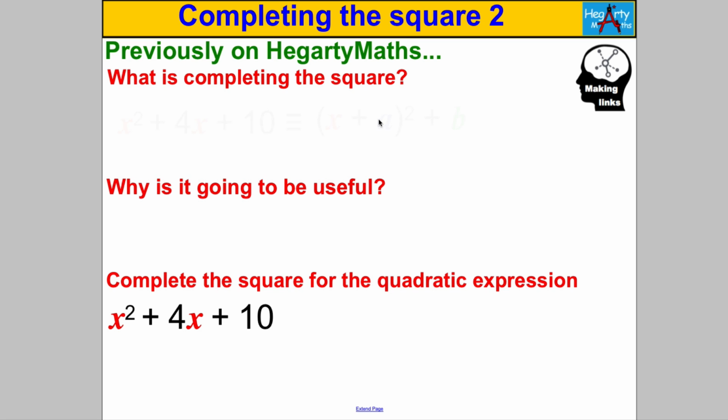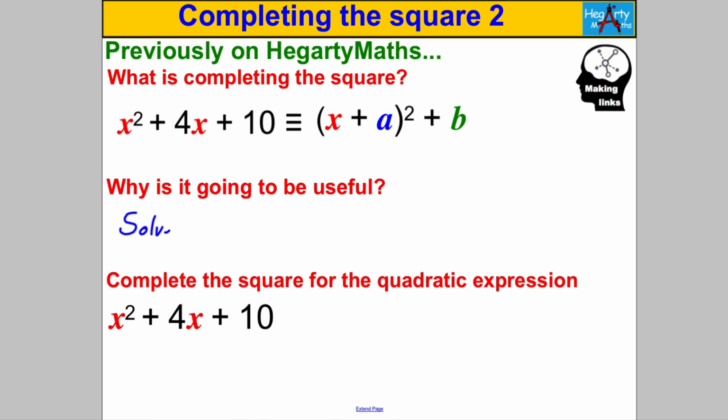Okay, now completing the square was taking a quadratic expression, maybe like this, and writing it in this form, a perfect square with an adjustment that's needed. So writing it in the form brackets x add a all squared add b. Why is it going to be useful? I said it's going to help us solve complicated quadratic equations, and I also said we're going to be able to use it to draw the graphs of quadratics. So we haven't seen that yet, but just to keep in mind, it is going to be super useful, so it's a great technique to master.